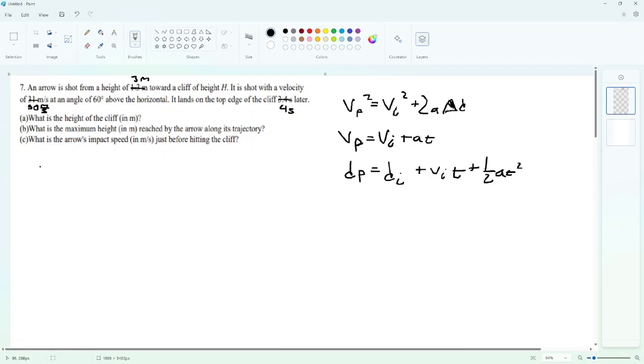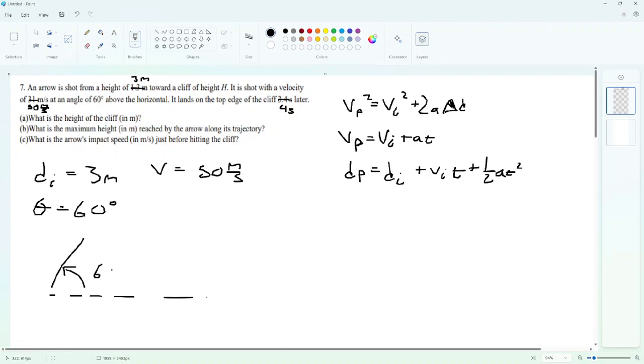Okay, so what do we have? We have the d initial, which is going to be 3 meters. We have velocity, which is going to be 50 meters per second. We have an angle, which is equal to 60 degrees above the horizontal. And all that means is this is the horizontal, and this is above. So 60 degrees above the horizontal. It lands on top of the edge 4 seconds later, so t is equal to 4 seconds.